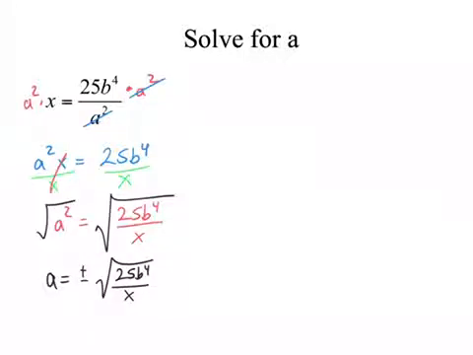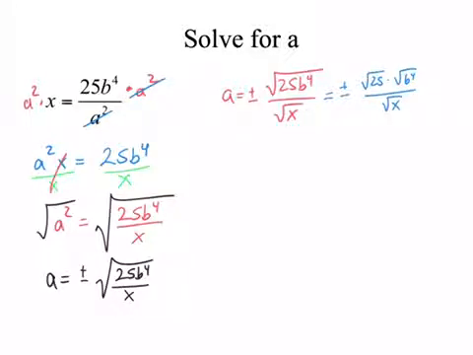So to clean it up, we have a equals positive or negative. I'm going to break the square root up into two separate square roots to start with. Then we have to think back to our properties here, and we have to realize, well, I can break this top as the square root of 25 and the square root of b to the fourth. Oh, so I can do that as the square root of 25 times the square root of b to the fourth.